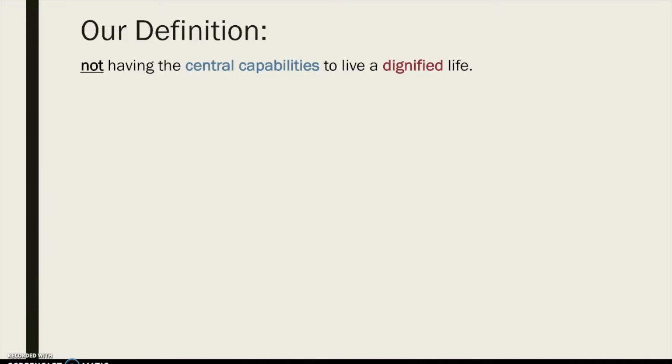Poverty is having one or more central capability not met. We support the idea of having a list of central capabilities for several reasons. For one, it takes the very theoretical, abstract idea and makes it more concrete and understandable. More importantly, it is dangerous to leave it open to interpretation because so much could be left out.